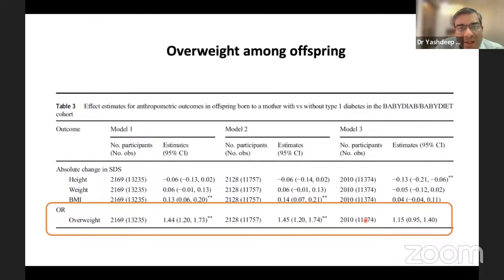And pregnancy per se is associated with overweight among offspring. If a woman has type 1 diabetes, hyperglycemia will result in certain epigenetic changes, and these children are more prone to develop cardiovascular complications. So it is important to promote health at a family level when we tackle type 1 diabetes in pregnancy and after that.